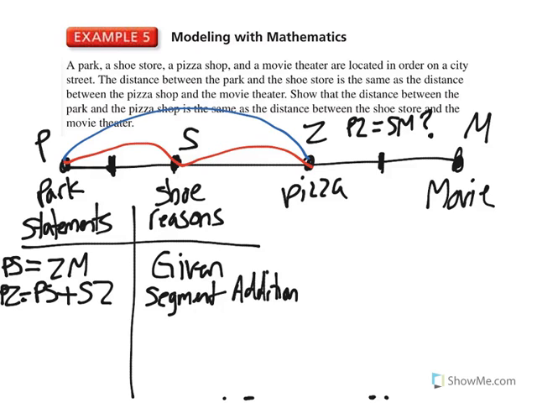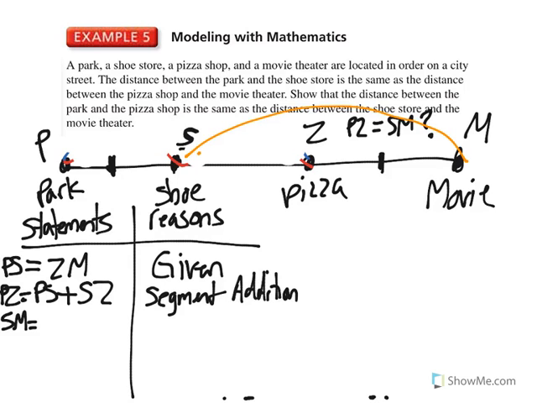Then we're also looking for whether or not PZ is equal to SM, so I need to think about what makes up SM as well. So SM would equal its parts as well. So going from S to M, I could jump there, so I go first to Z, then to M. So I have my two parts there. So it would be SZ plus ZM. This one would also be segment addition still.